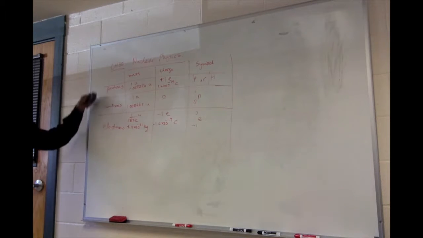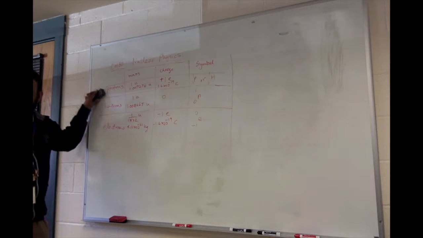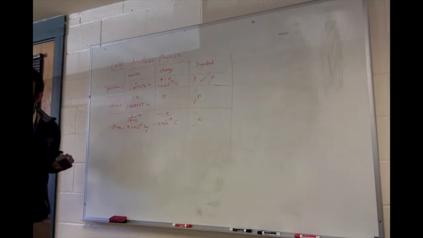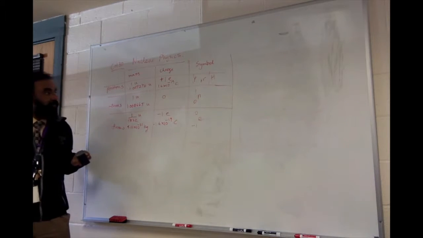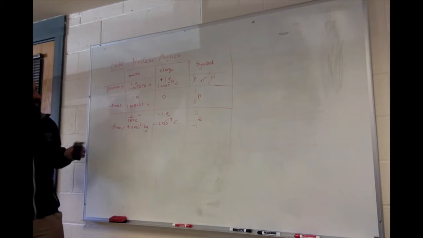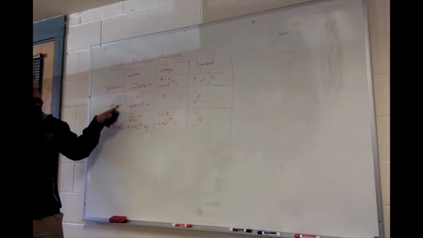So do you have any questions here? Good so far? How come the neutron weighs more? Say it again? How come the neutron weighs more? It's because an electron is associated with it. That's why.